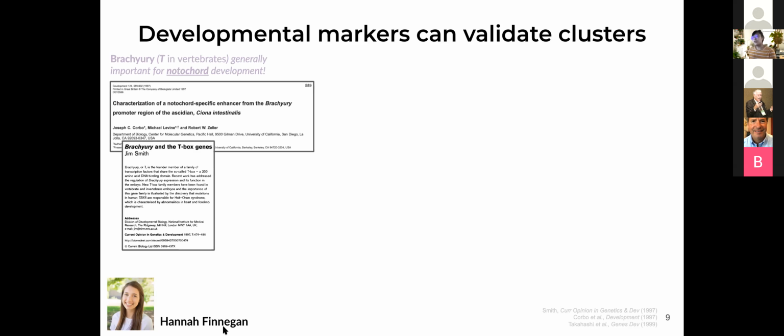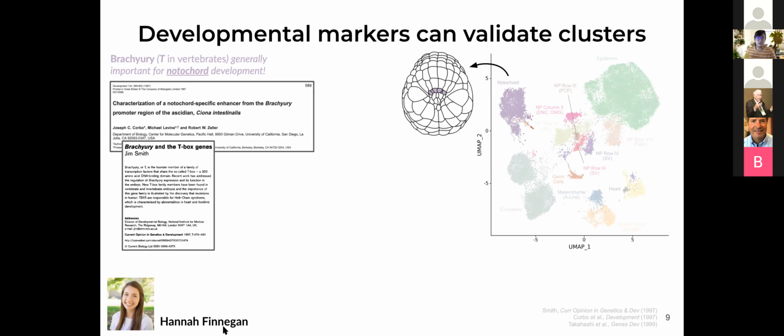Interestingly, brachyury notochord differentiation is actually essential to all vertebrates that's been studied thus far, including frogs, zebrafish, mice, and humans. So with this information in mind, we wanted to use brachyury and other known markers like it to validate our cell clusters. So here I have a figure of our single cell atlas, along with where we would expect the notochord cells to appear on an embryo model.